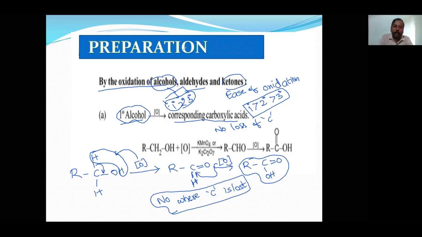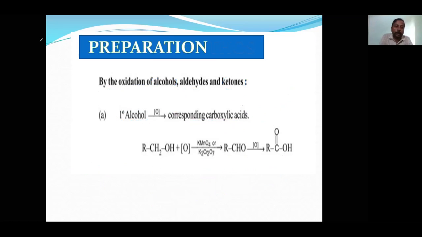Now let's see the next one, aldehyde. Everything is already informed to you. First we have done alcohol, then we are going to do aldehyde. For alcohol, what oxidizing agents are we going to use? KMnO4, a strong oxidizing agent, and K2Cr2O7, a strong oxidizing agent. One limitation of K2Cr2O7 is that it can act as an oxidizing agent in acidic medium only. Which medium? Acidic medium.